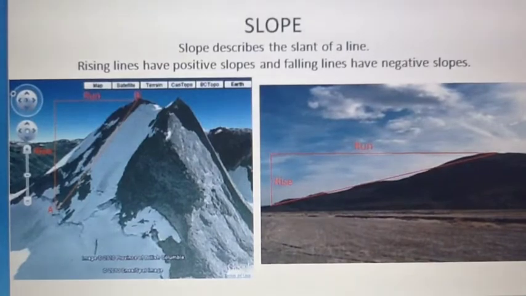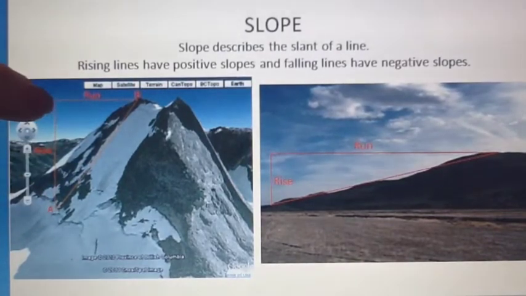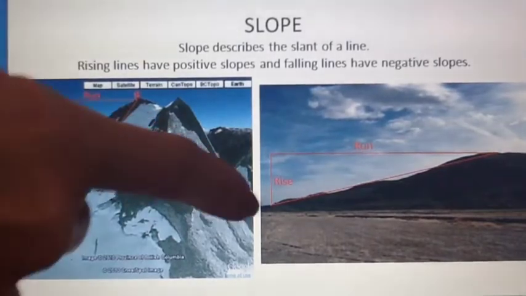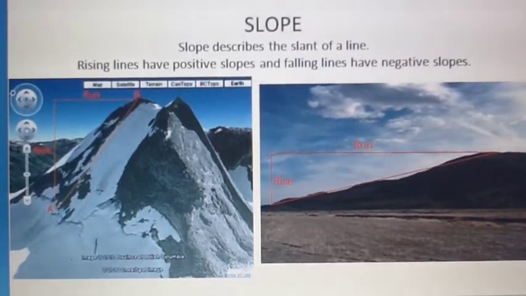As you can see from these two pictures, the mountain on the left-hand side here has a steeper slope. So we look at how far it rises, that goes in the numerator, and the run goes in the denominator. This has less of a rise. Our numerator therefore is smaller than our denominator, and so that's going to have a smaller slope. All right, so that's the idea behind slope.